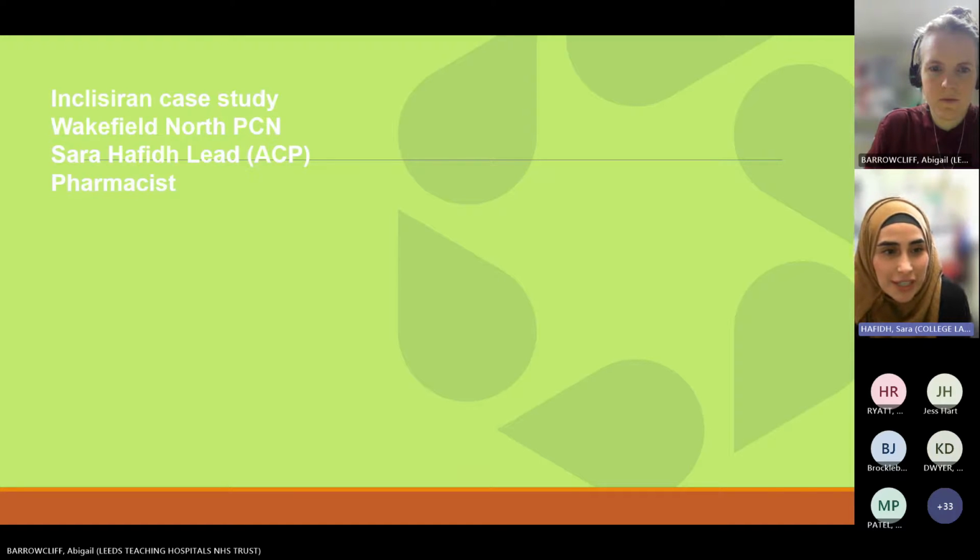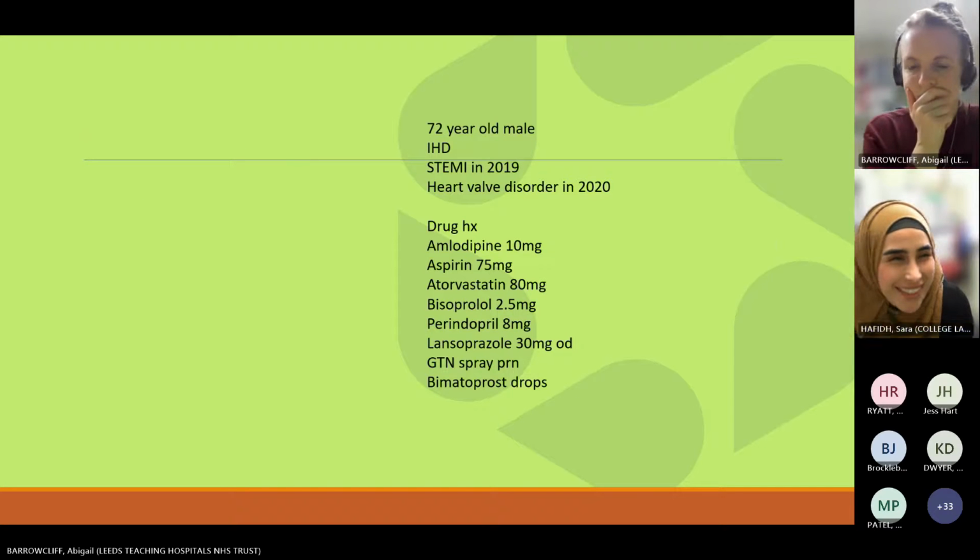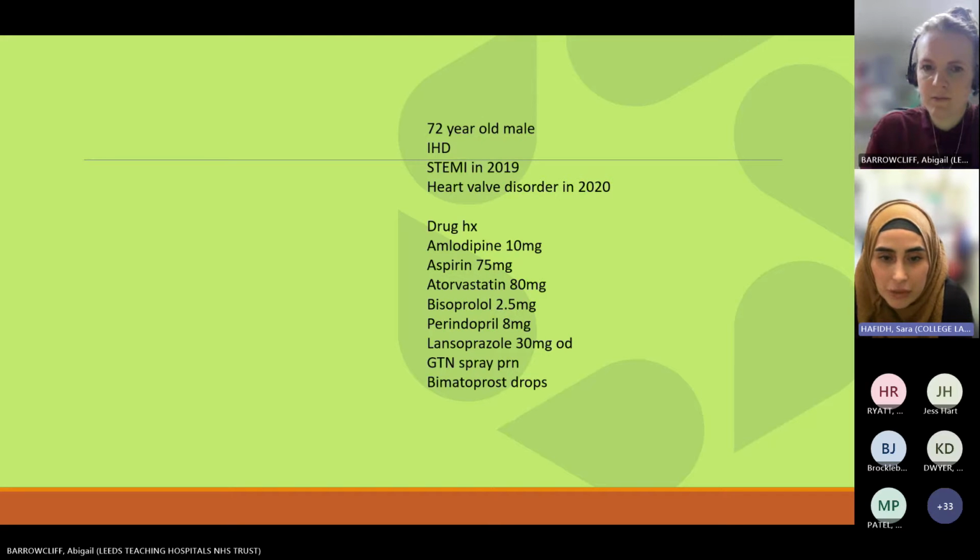So we're going to look at a case study. 72-year-old male. He's got a history of ischemic heart disease. He had an ST elevated MI in 2019 and has a heart valve disorder. So he's on secondary prevention medication: amlodipine to manage blood pressure, aspirin, atorvastatin 80, bisoprolol, perindopril, lansoprazole. He's got his GTN spray. He hasn't used it in quite some time, which is quite good, and bimatoprost.